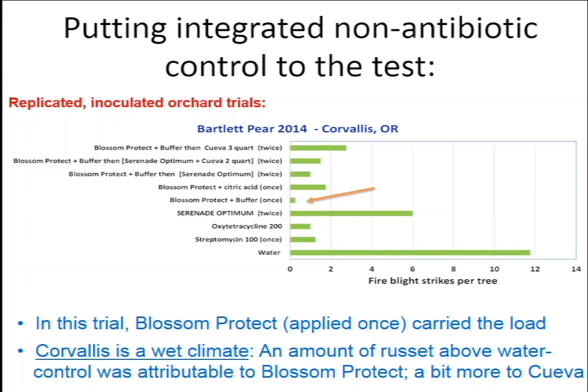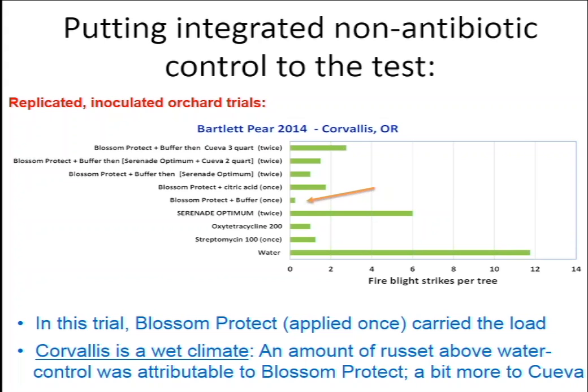And then you can see below that is Serenade Optimum twice, just by itself, no Blossom Protect, and as Tim said, it's not quite as effective as a material as Blossom Protect and the coppers have been, and you can sort of see that in this graph, and then antibiotics and then water. And this was kind of a light pressure trial for us, 12 strikes on the water treated control, and you can see that it's not statistically different than the other Blossom Protect treatments, but Blossom Protect once by itself was the very best treatment in the trial.